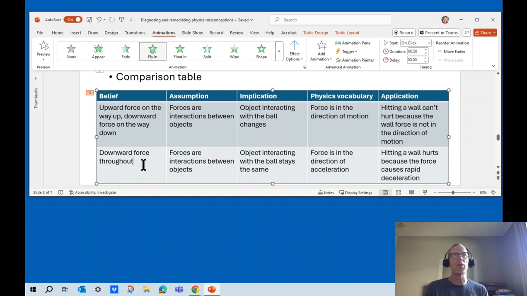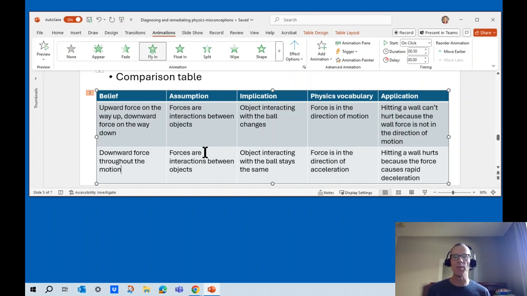With the ball, when the ball's going up, the force acting is upward. When it's going down, the force acting is downward. Another belief is that there's a downward force throughout the motion. The assumption: if there's an upward force on the way up and a downward force on the way down, we're making an assumption that's actually the same for both of them, and that is basically the definition of forces.